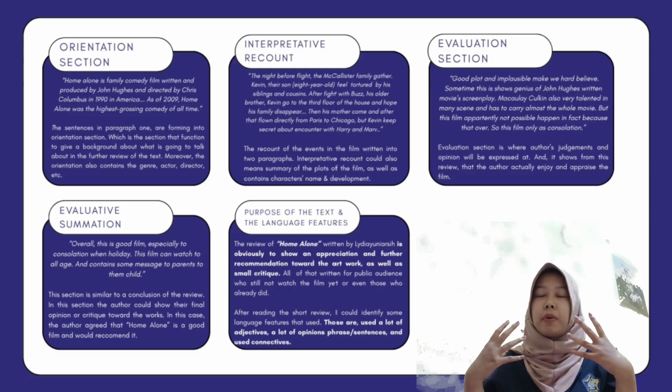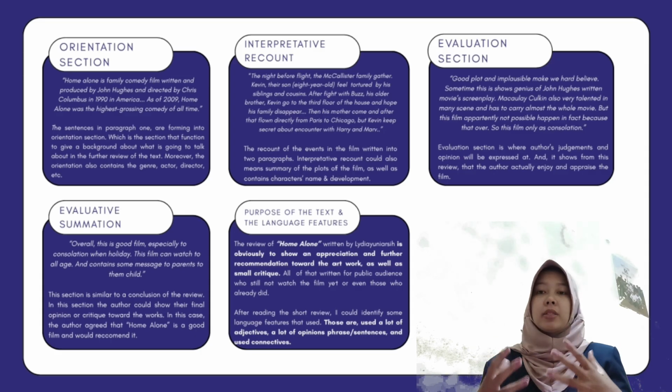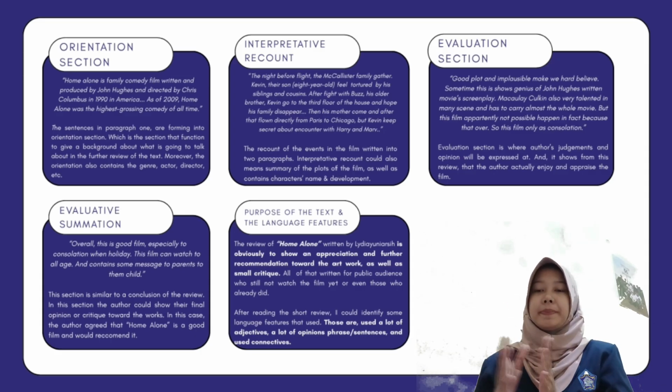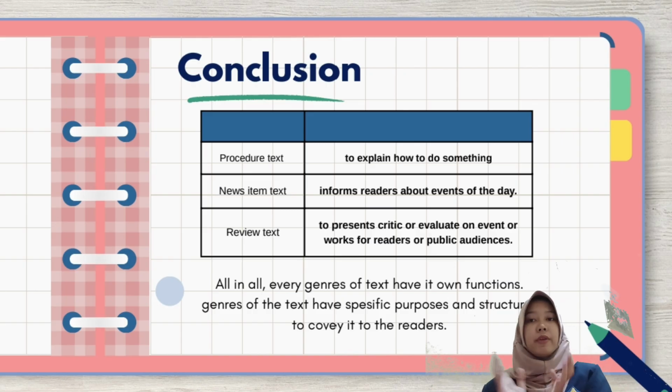So review text usually contains many opinion expressions to show the author's attitude toward the artwork. After explaining the three genres of text earlier, I noticed a pattern, which is that they all have different functions. As you can see in the table, procedure text is to explain how to do something. News item text is to inform readers about events of the day. And last but not least, review text is to present, critique, or evaluate an event or work for readers or public audiences to read.